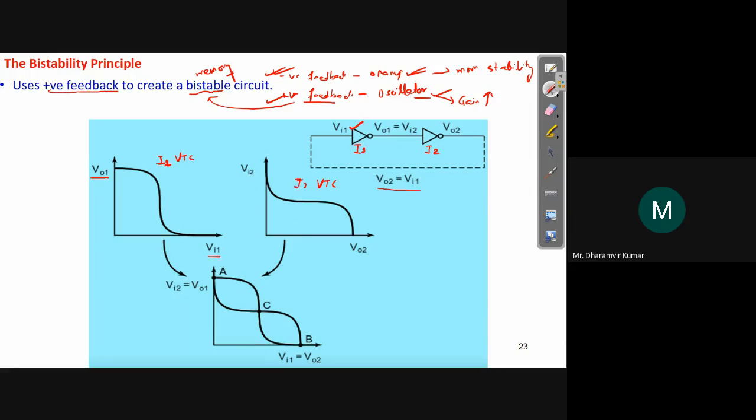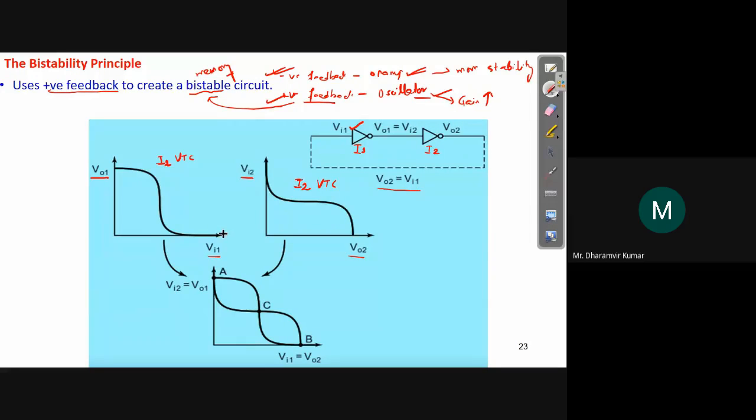Similarly, this is the VTC of I2, inverter number 2, and actually the axes are changed, where the y-axis has the input voltage of I2, and the x-axis has the output signal of I2. So when you rotate this VTC by 90 degrees, it will look like this. So this is the I2 VTC rotated by 90 degrees, and this is the I2 VTC the way we had seen in module 2.